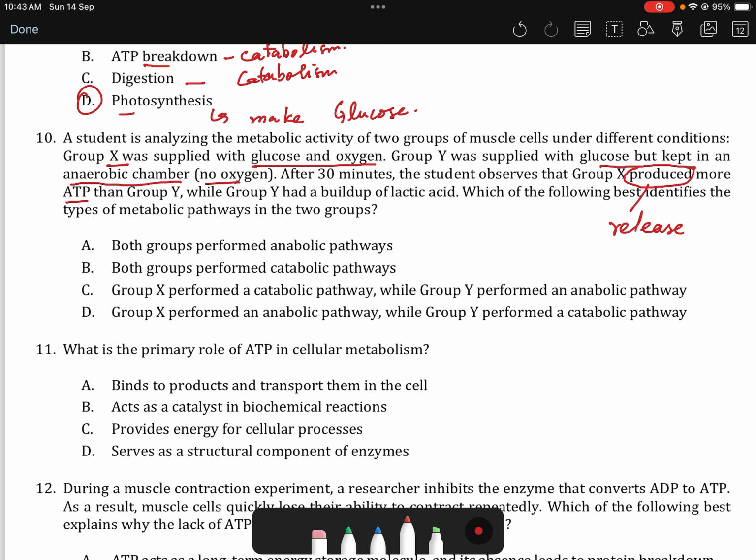But remember, here it says that both of them produce energy, right? But Group X produces more energy than Y. So both are producing energy, so it means both release energy. So what do we mean over here? That both groups perform anabolic pathway? No. Both groups perform catabolic pathway. Catabolic pathway is the one that releases energy. We learned it above. So this is the answer.